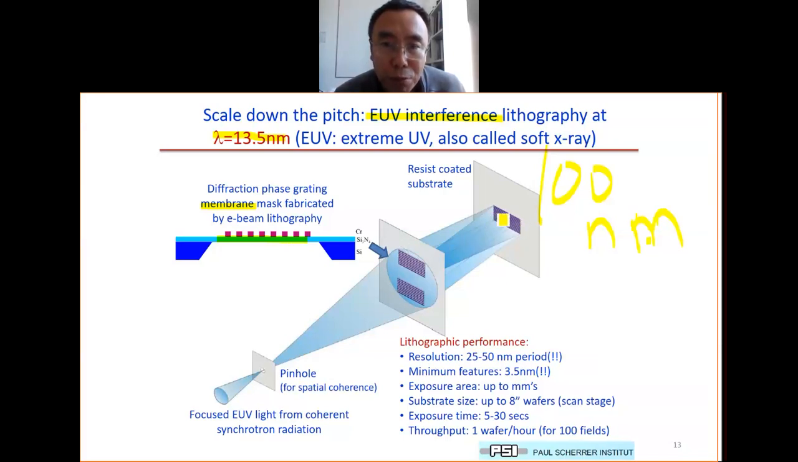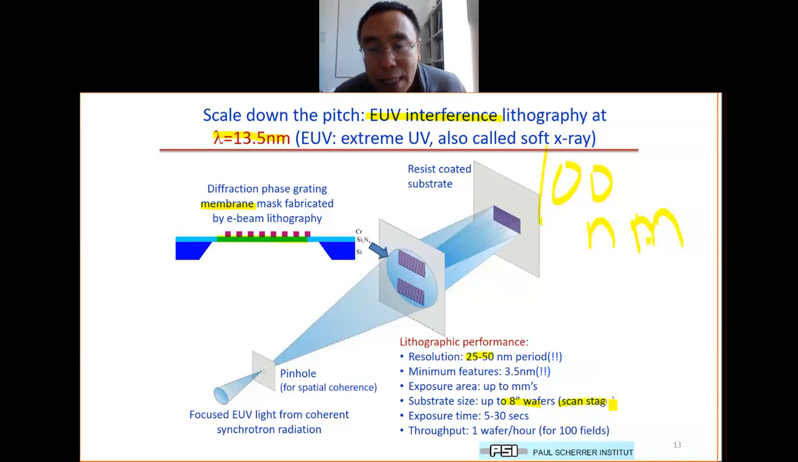You put this fabricated grating here as the phase grating. Then you get 12.5 nanometer pitch. So each time we have the pitch half of the phase grating pitch. So they can get 25 to 50 nanometer pitch. So the feature size can be very small. Exposure area can be very big.